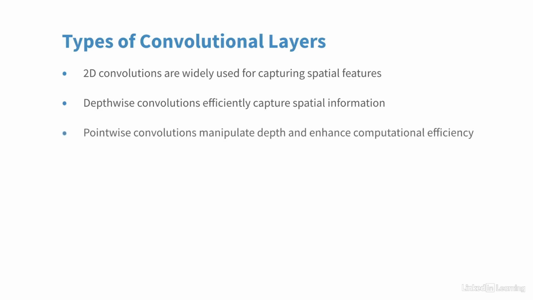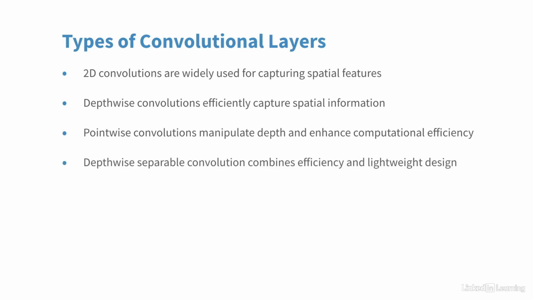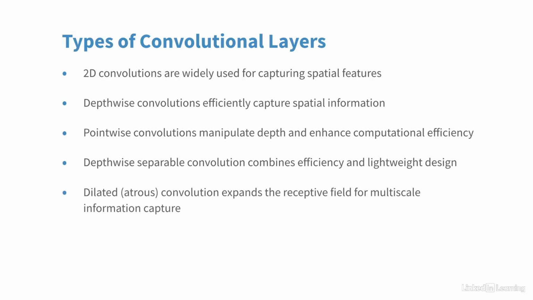Then we talked about pointwise convolutions, which manipulate depth without affecting spatial dimensions. This again improves efficiency by reducing the number of channels and combines information. Then we have the depthwise separable convolution that combines efficiency and lightweight design so that we can capture spatial information while at the same time reducing complexity. Then we also talked about dilated convolutions. And this is the convolution you use if you want to expand your receptive field without increasing size or parameter count, which you can then capture multi-scale information.